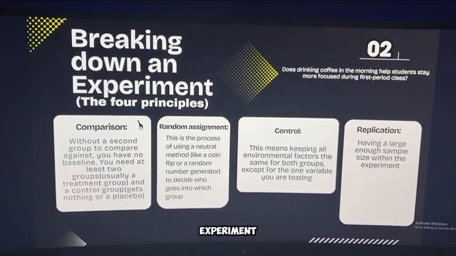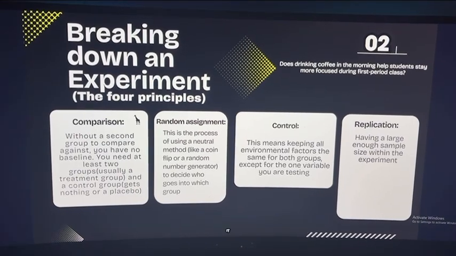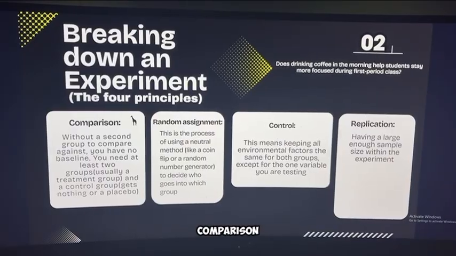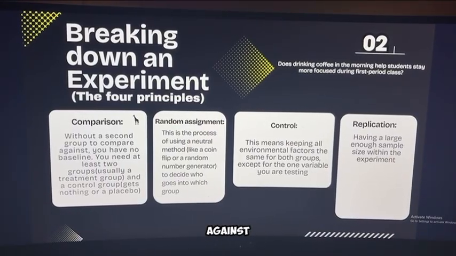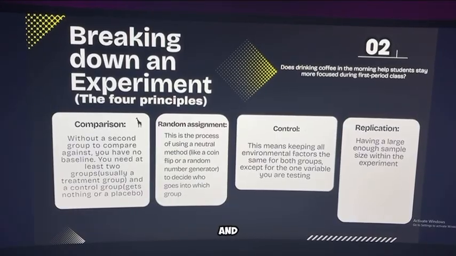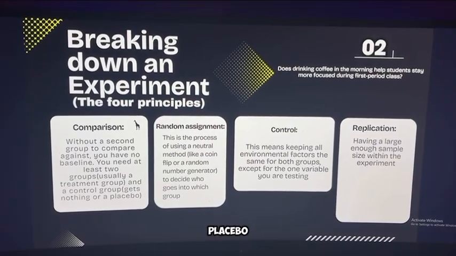Breaking down an experiment, there are 4 principles that come with it. There's the comparison, the random assignment, the control, and the replication. The comparison: without a second group to compare against, you have no baseline. You need at least 2 groups, usually a treatment group and a control group that gets nothing or a placebo.